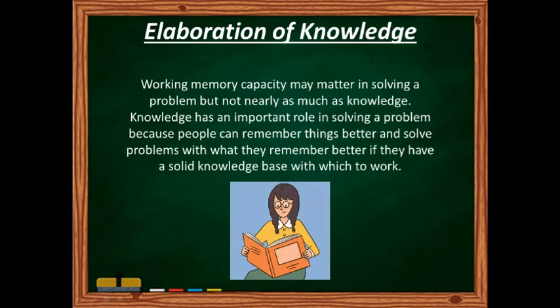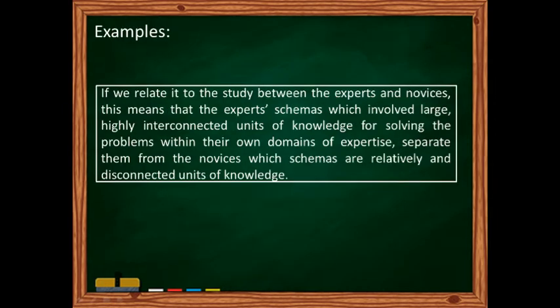Elaboration of knowledge. Working memory capacity may matter in solving a problem, but not nearly as much as knowledge. Knowledge has an important role in solving a problem because people can remember things better and solve problems with what they remember better if they have a solid knowledge base with which to work. For example, if we relate it to the study between the experts and the novices, this means that the expert schemas, which involve large, highly interconnected units of knowledge for solving the problems within their own domains of expertise, separate them from the novices, whose schemas are relatively disconnected units of knowledge.